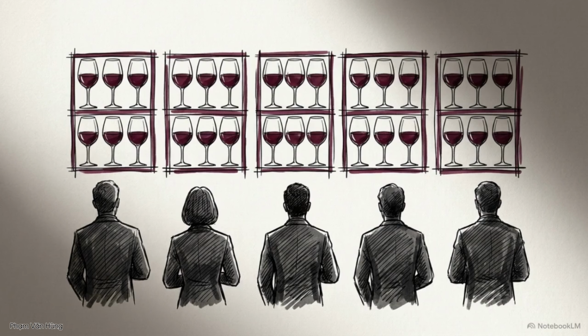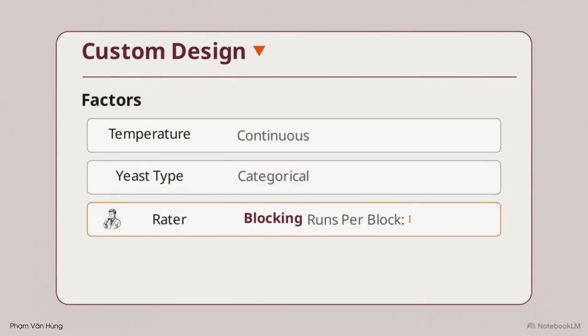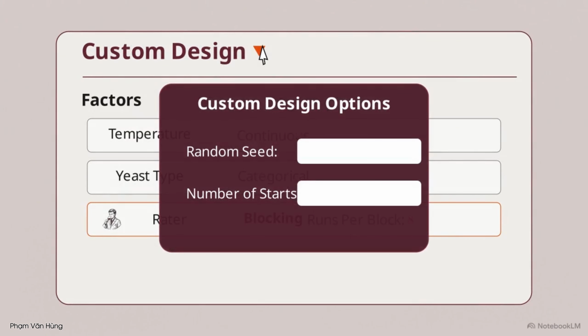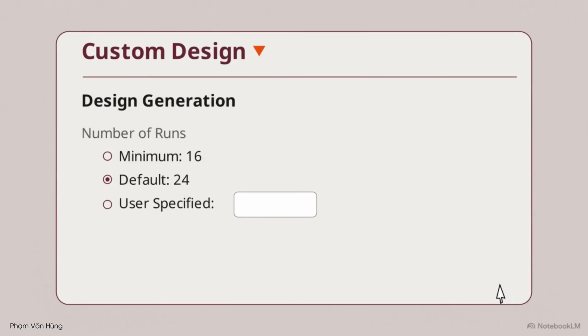We have 5 expert wine raters, and each can realistically test only 8 wines. We translate that human limit directly into the software by adding a blocking factor and setting it to exactly 8 runs per block. To guarantee your results match this tutorial exactly, open the red triangle menu, set the random seed to 100526291 and the number of starts to 2.